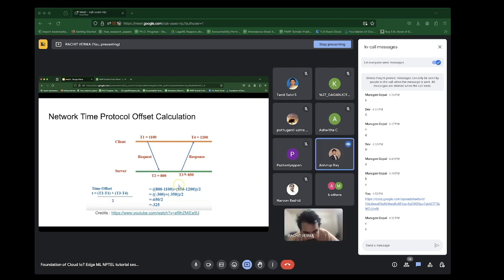Are these two different clocks? T1 and T4 are the same clock. T2 and T3 are the same clock. But T2 and T1 are different clocks, and T3 and T4 are different clocks. So there's no relationship yet between T2 and T1.